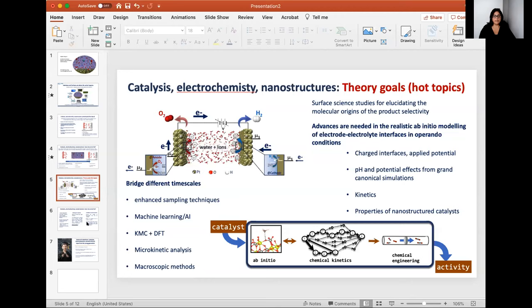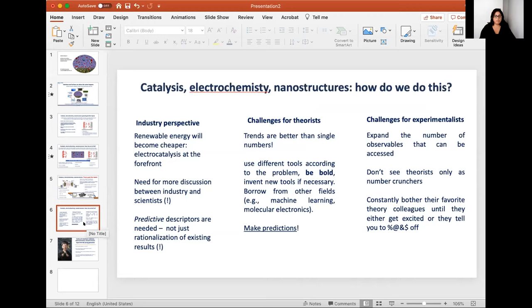Working with surfaces and interfaces, therefore, poses challenges to theorists and experimentalists, and requires combining different perspectives: the industry perspective, the perspective of the theorist and the perspective of the experimentalist. I would say that the industry perspective is that they put money where there is potential. At the moment, for instance, electrocatalysis is really at the forefront of the interest of industry. Industry is starting to feel the need for more discussion with scientists, and they would like to have predictive descriptors, not simple rationalization of existing results.